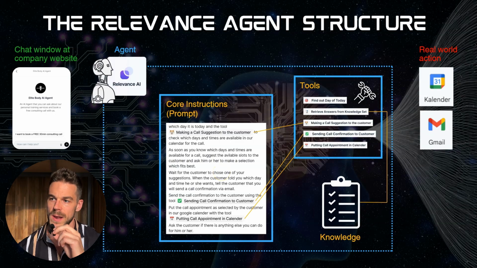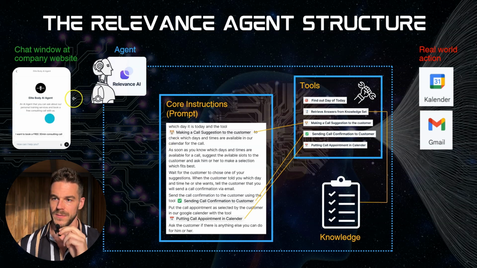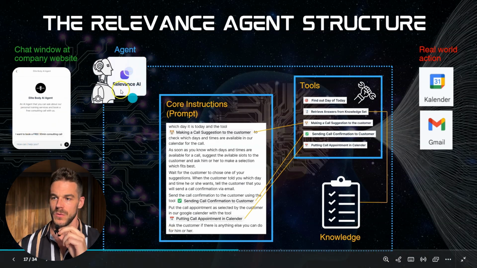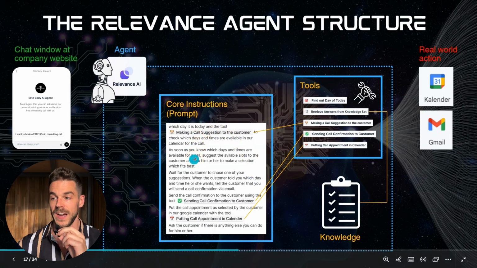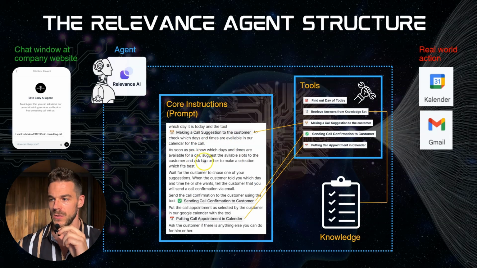On that slide, we see the Relevance AI agent structure of exactly the agent you just saw on that personal training website. First of all, we have the chat window at the company website. Then we have the agent that is based on Relevance AI, as you can see here. Within the agent, we have so-called core instructions. This is basically a huge text prompt telling what the agent should actually do. Then we have 5 tools that we also build with Relevance AI, and these core instructions reference these tools, so the agent knows when to use these tools and for what to use these tools.